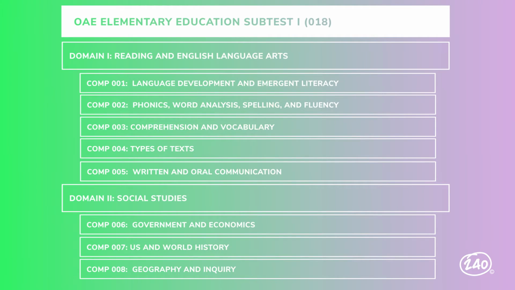Let's start with the biggest chunk, and that's going to be reading and English language arts. The first competency here is language development and emergent literacy. This competency covers how young students build oral language skills, as well as concepts of print and the alphabetic principle. An essential concept to know for this competency is the difference between phonological and phonemic awareness.